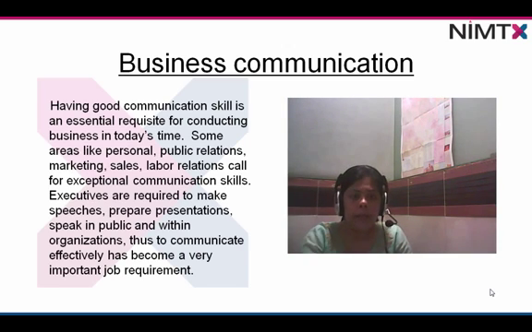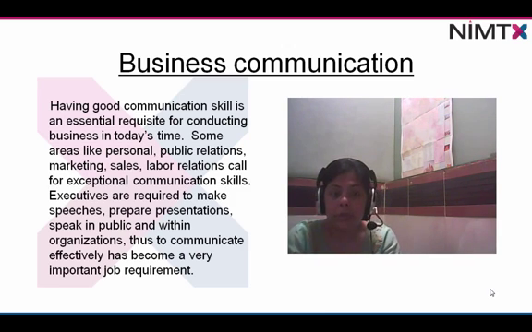So, what is good business communication? Having good communication skill is an essential requisite for conducting business in today's time. Some areas like personnel, public relations, marketing, sales, labor relations call for exceptional communication skills. Executives are required to make speeches, prepare presentations, speak in public and within organizations. Thus, to communicate effectively has become a very important job requirement.